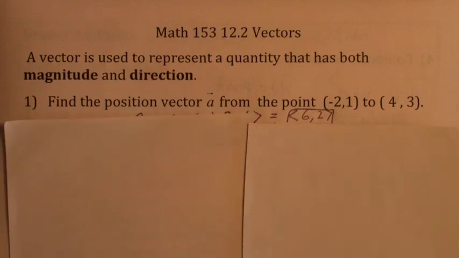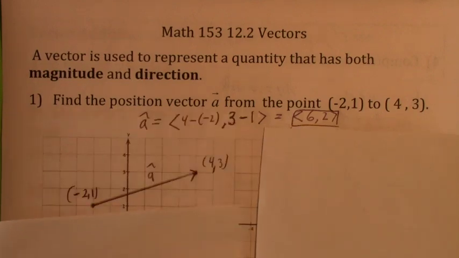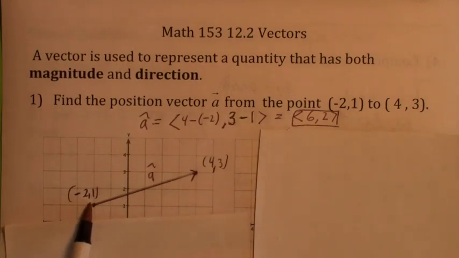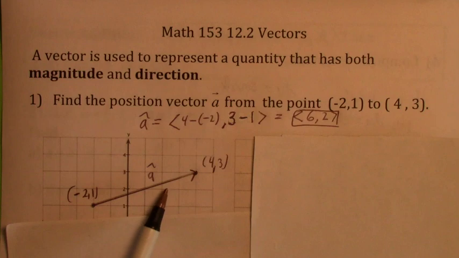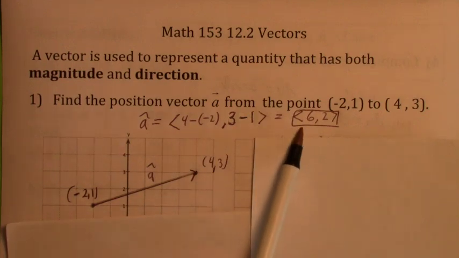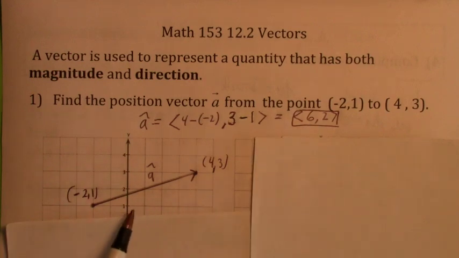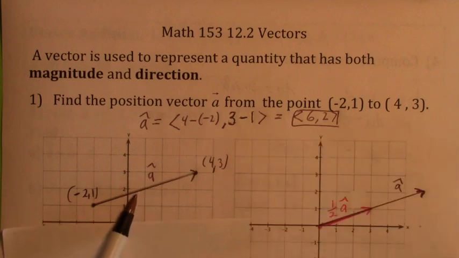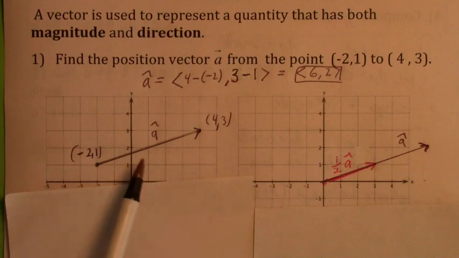Suppose we want to form the position vector from the point (-2, 1) to the point (4, 3). What you do to form a vector is you just subtract the x coordinates and subtract the y coordinates. Technically, the vector <6, 2> is different than the point (6, 2). You could say this vector right here, let's call it A. You can actually put this wherever you want. That's a really important thing about vectors. You can move them around.